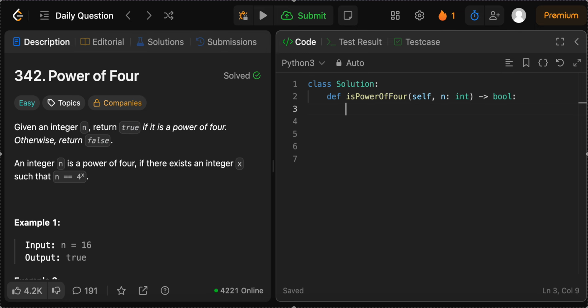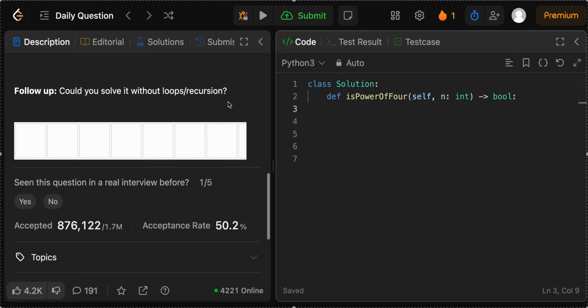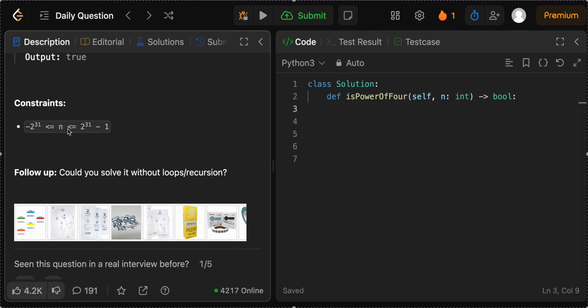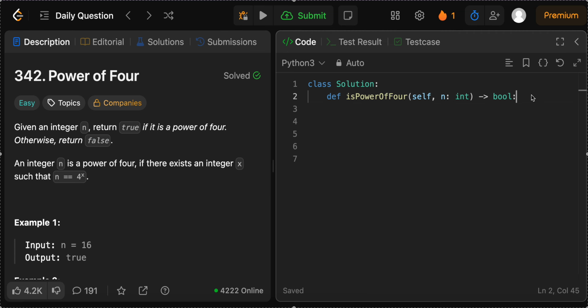Which brings us to the main efficient approach. Now, the follow-up asks us, can we solve it without loops or recursion in the most efficient time possible? Because our constraints go up to 2 to the power of 31, which is the largest possible, and so we can't actually have anything worse than a big O of 1 solution.